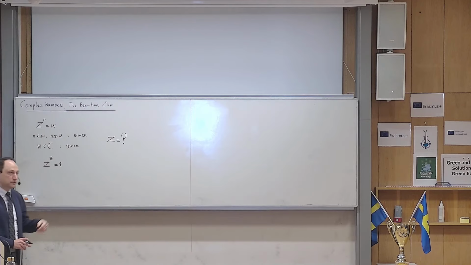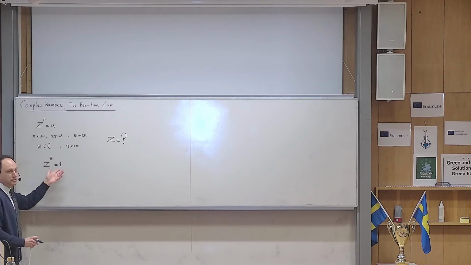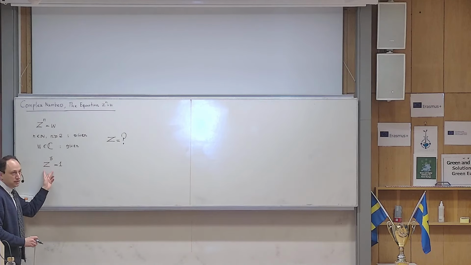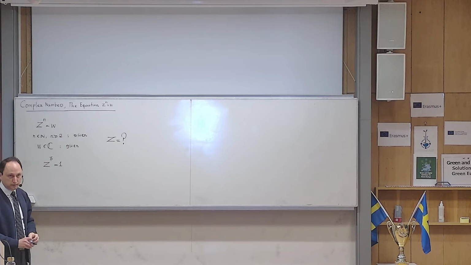Of course, without continuing, you immediately know one answer at least. What is that answer? 1. Okay, so 1 is still an answer, yes, because 1 is also a complex number. But there are two more answers that are not real. They are complex. We want to find all of them.